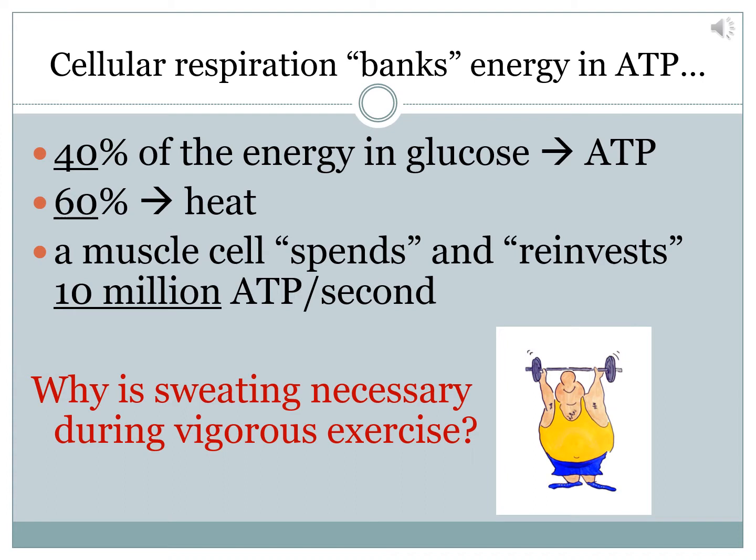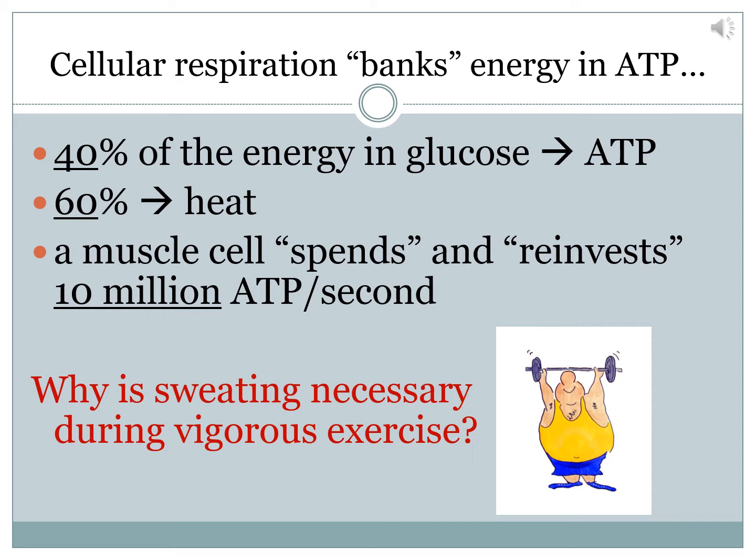Cellular respiration banks energy in ATP. Remember, we discussed in a previous lecture that ATP is the energy currency of the cell. ATP is needed to do the work. So in the process of cellular respiration, about 40% of the energy in glucose is actually converted into ATP energy. That's not very efficient. 60% of the energy in glucose is lost as heat. A muscle cell spends and reinvests about 10 million ATP per second.